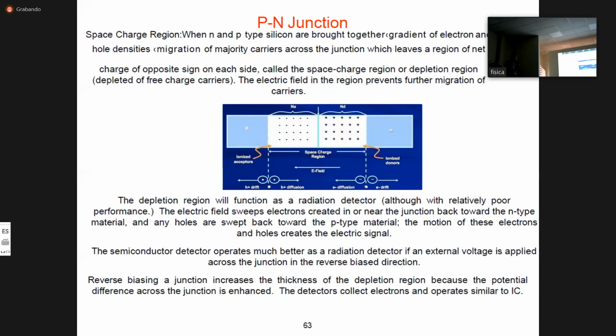Actually, this region is free of charge carriers. And if you apply an electric field in the inverse direction, it will create a small semiconductor detector, and this area serves as a semiconductor detector.